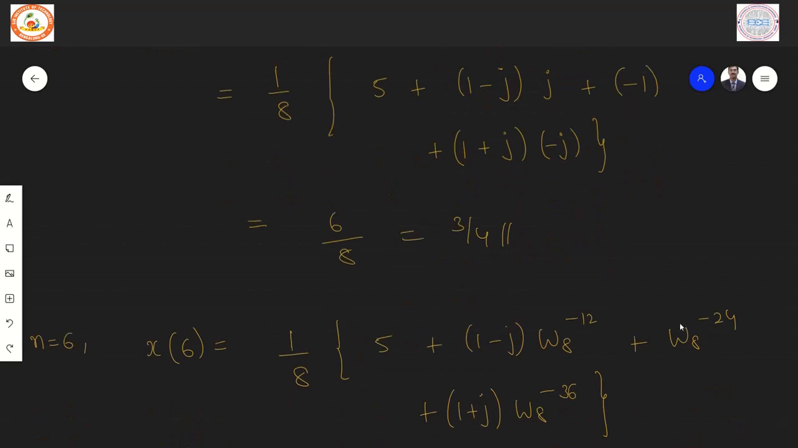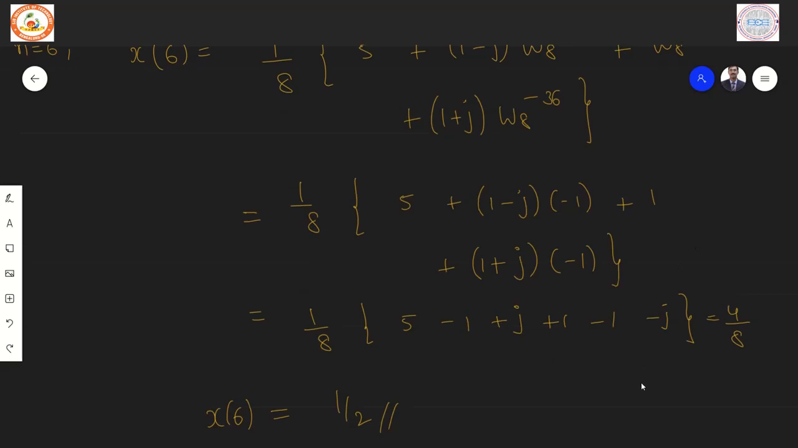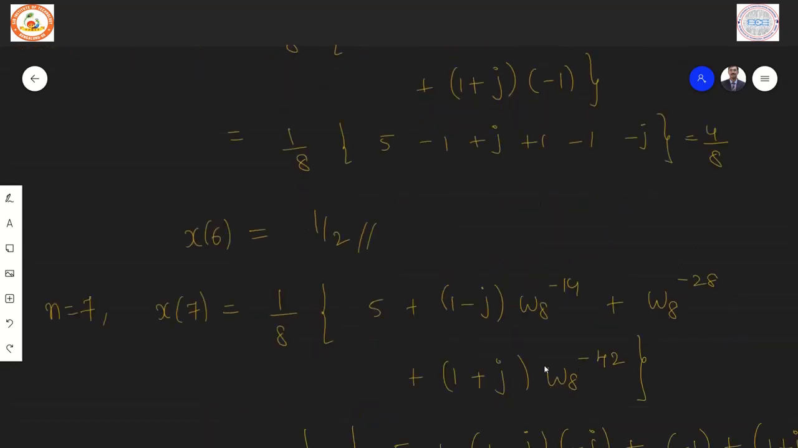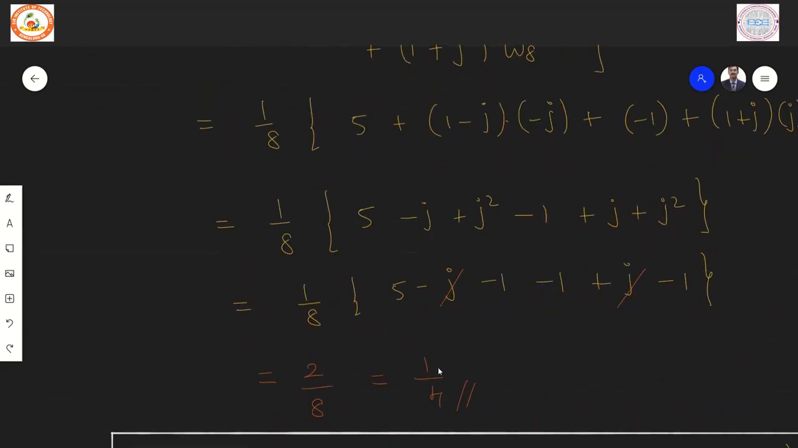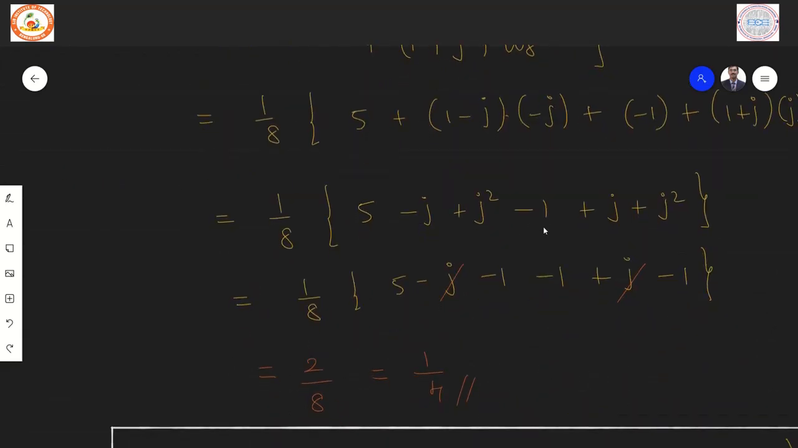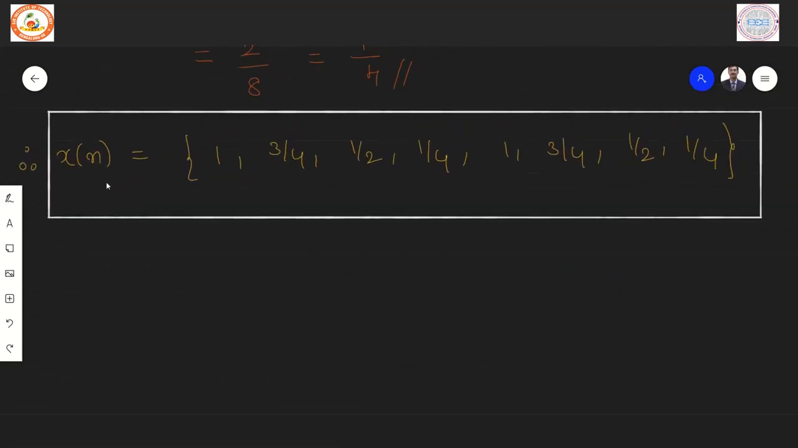For x of 6, in a similar fashion, the result you find out to be 4 by 8 or 1 by 2. And the last value, n is equal to 7, yields a result that is equal to 2 by 8, which is 1 by 4. And finally, you can list out the values that you obtained. X of n is equal to 1, 3 by 4, 1 by 2, 1 by 4, 1, 3 by 4, 1 by 2, 1 by 4.